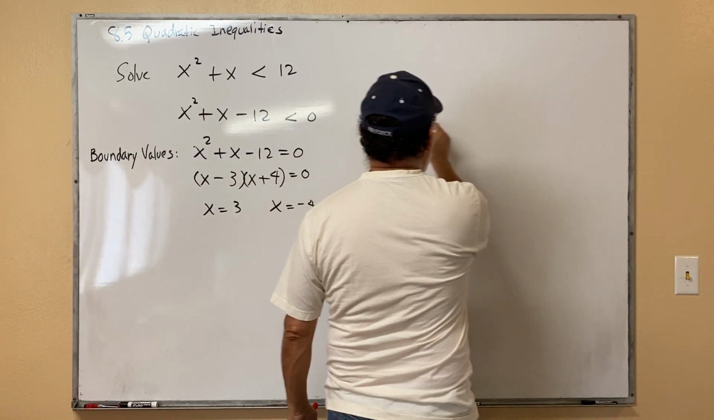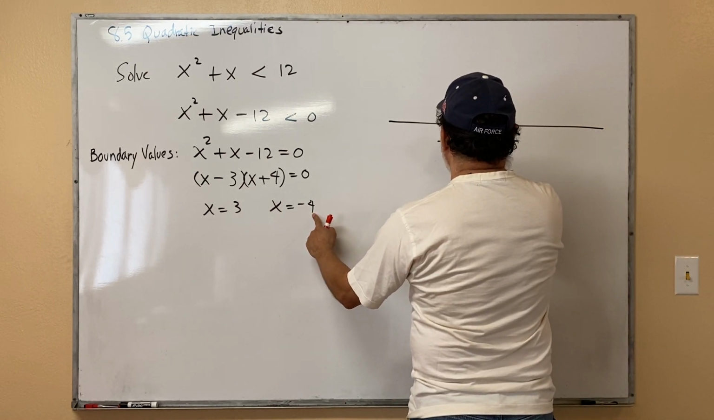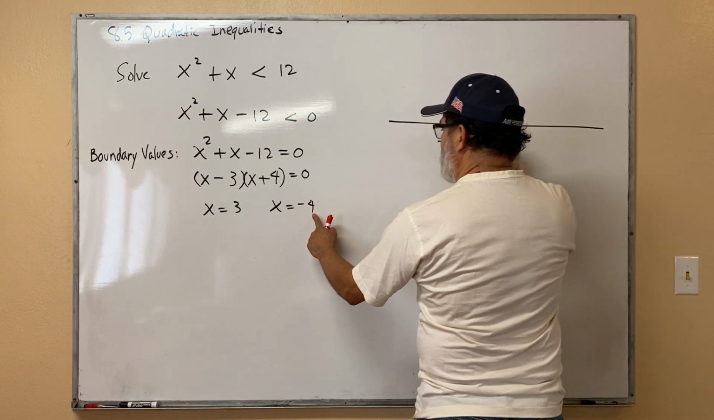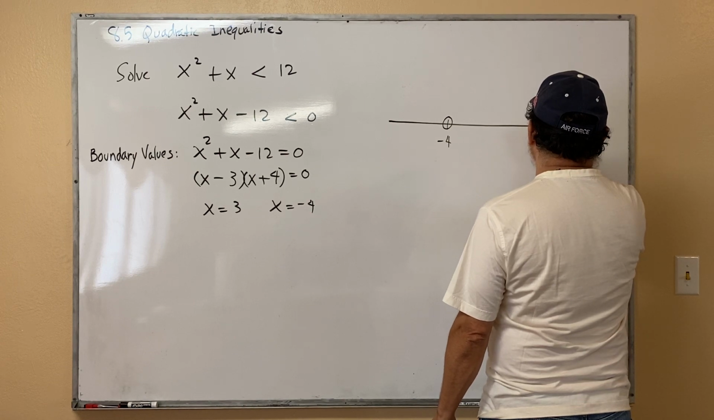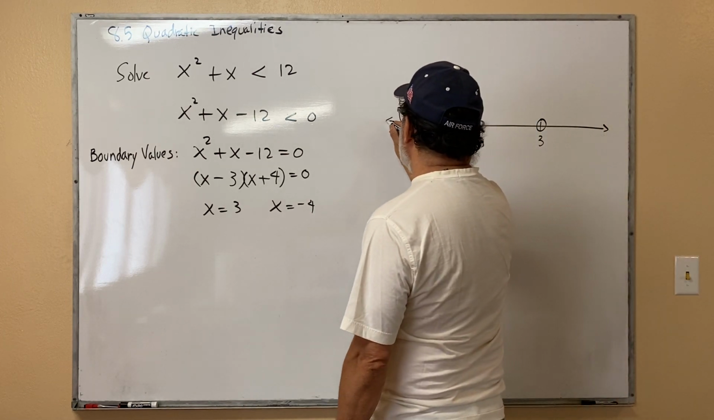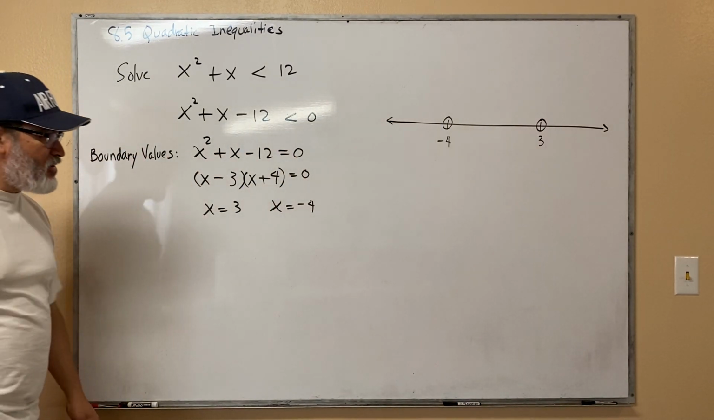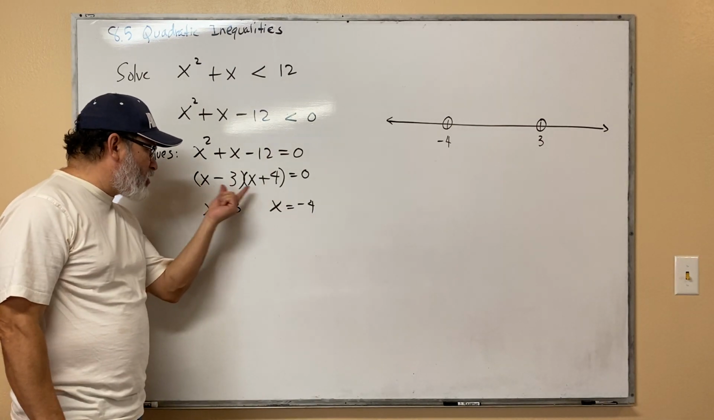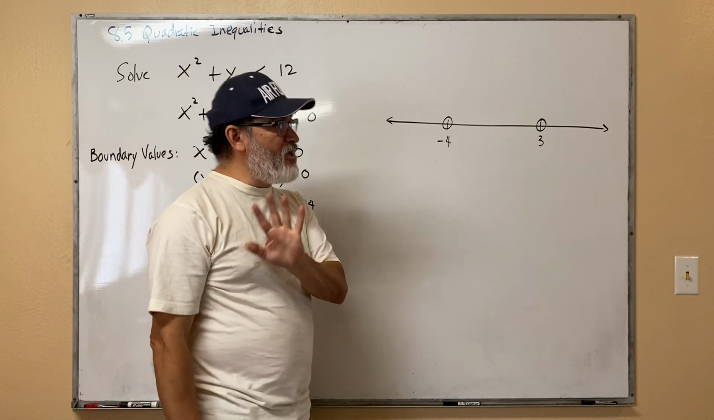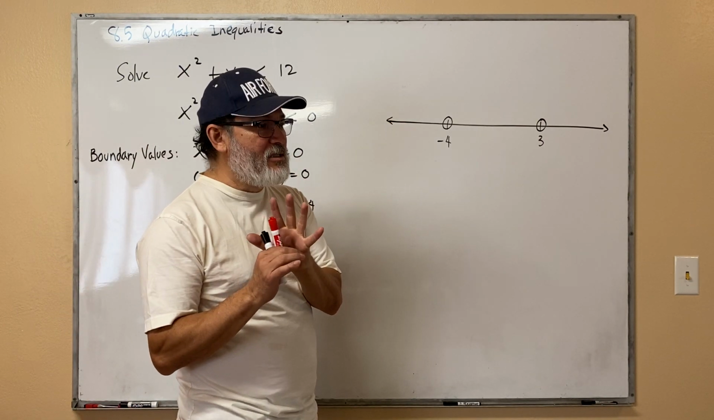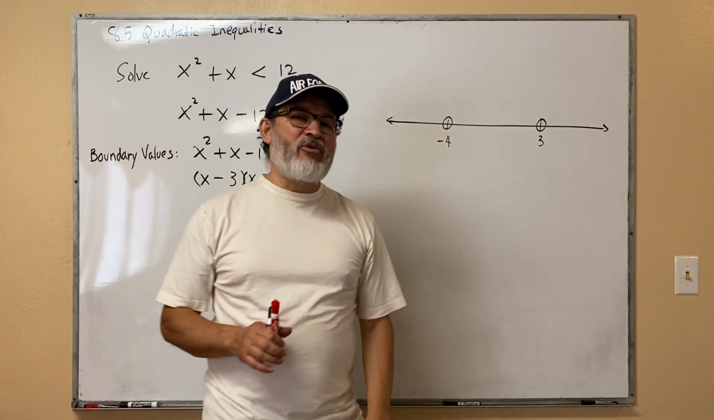So here's my number line. And I'm gonna go to -4, circle -4. And I'm gonna go to 3, circle 3. I'm trying to solve this. So these two factors gave us two boundary values. Two boundary values divide the number line into how many regions? 3.